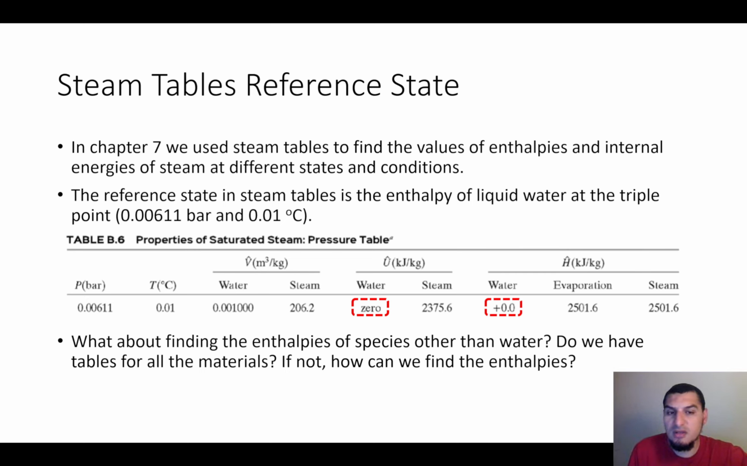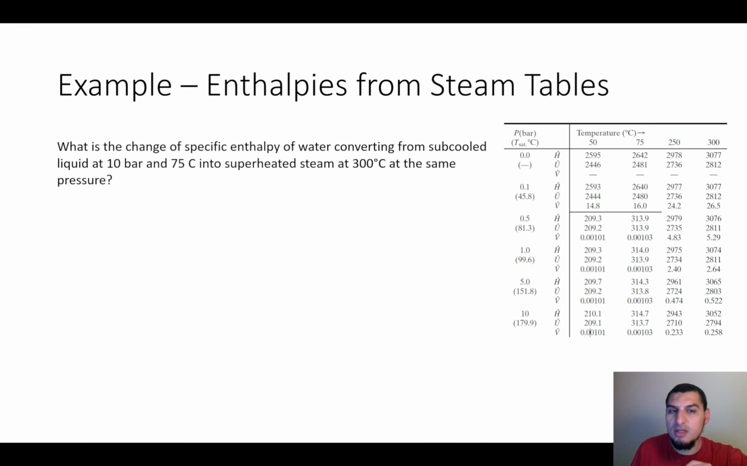This is what we need to know about the reference state. It doesn't matter if we have water in, water out, then we don't care, because the reference state is the same for both. And at the end of the last chapter, we were asking a question: what if we have something else other than water? How can we deal with it? Before we answer this question, I want to give a very quick example.